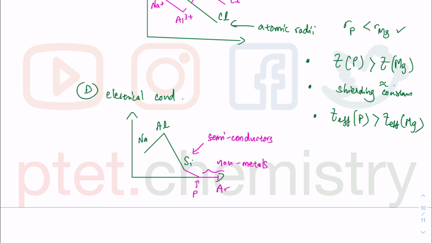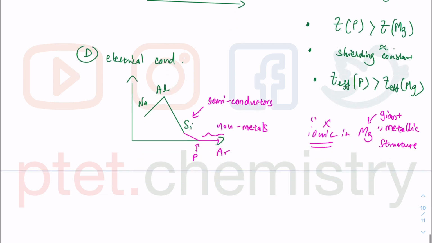So they say bonding changes from ionic in magnesium. So your reason, ionic in magnesium, something is wrong there already, because this is a metal. It has a giant metallic structure. So how can it have ionic bonding? You can never ever have ionic bonding in a metallic element.